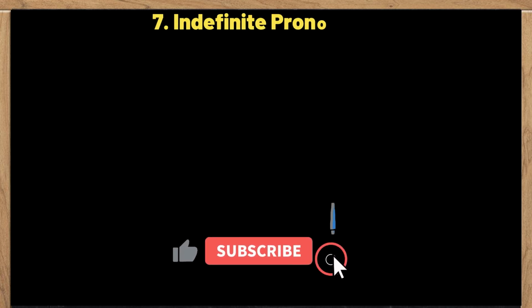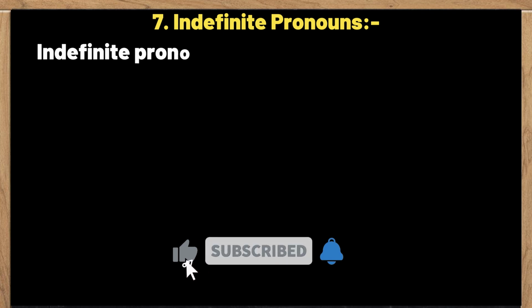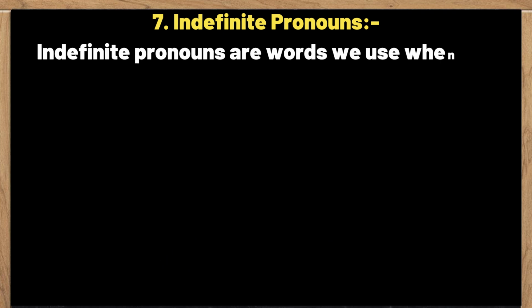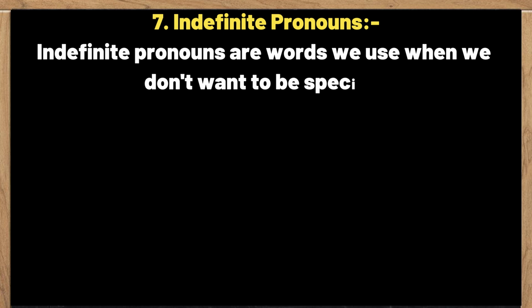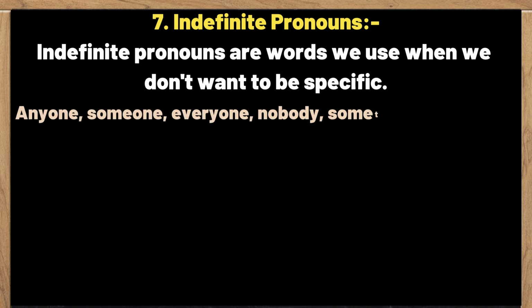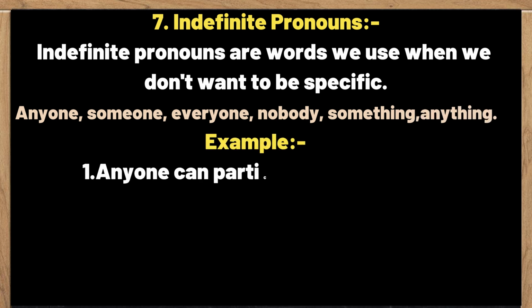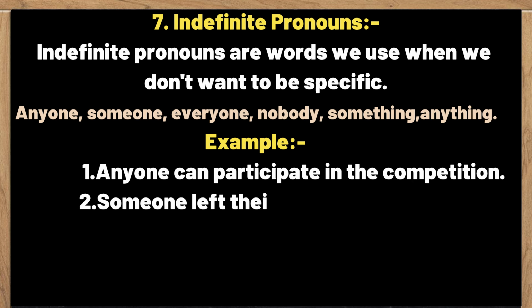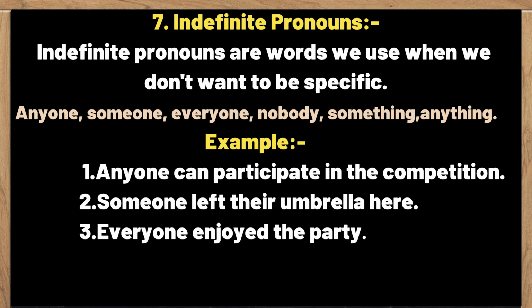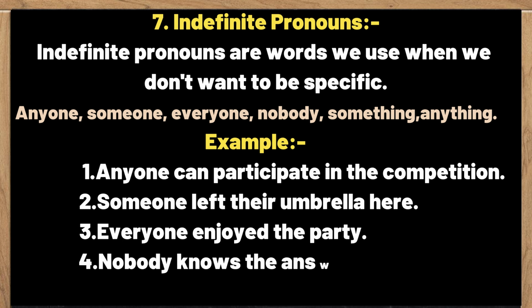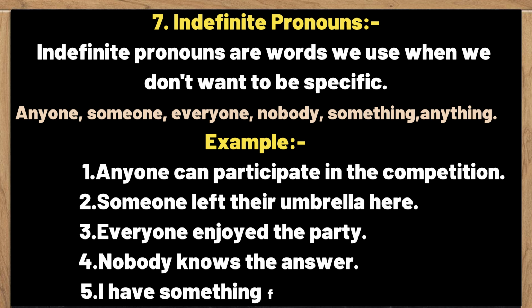7. Indefinite pronouns. Indefinite pronouns are words we use when we don't want to be specific: anyone, someone, everyone, nobody, something, anything. Example. 1. Anyone can participate in the competition. 2. Someone left their umbrella here. 3. Everyone enjoyed the party. 4. Nobody knows the answer. 5. I have something for you.